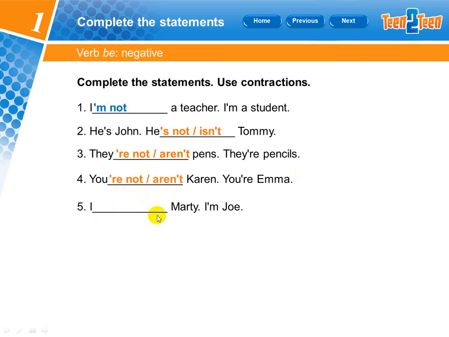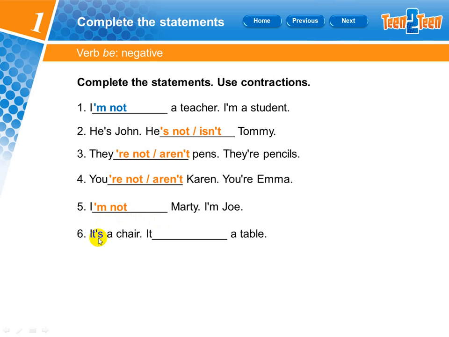Number five, I Marty, I'm Joe. So what do we have here? I have told you to use am with I. So we have I'm not Marty, I'm Joe.